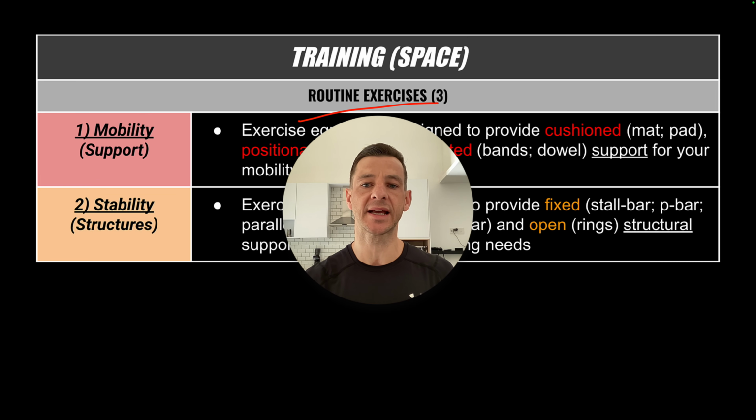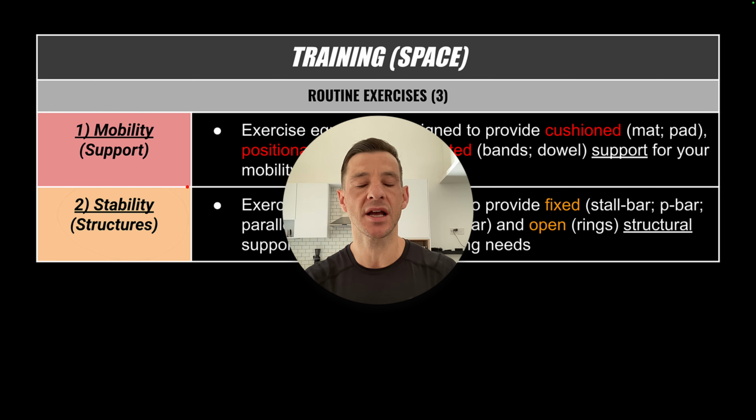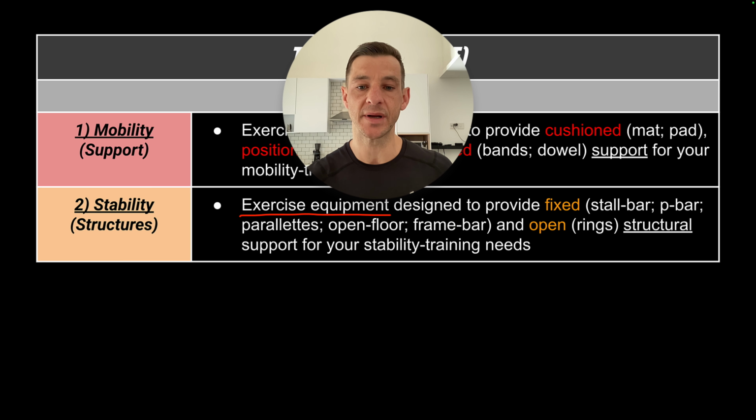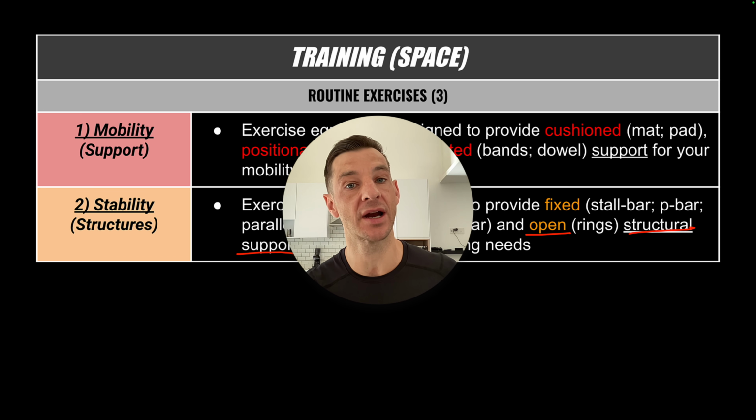Okay, so moving on to our second routine exercise domain, we have stability structures. Here we're asking the question, how does the exercise equipment that I have provide fixed or open structural support for my stability training? In other words, this is exercise equipment designed to provide fixed and open structural support for my stability training needs. All right, so our game continues. I'm going to show you an image and you tell me if the equipment in question is providing me either with fixed or open structural support for my stability training exercises.